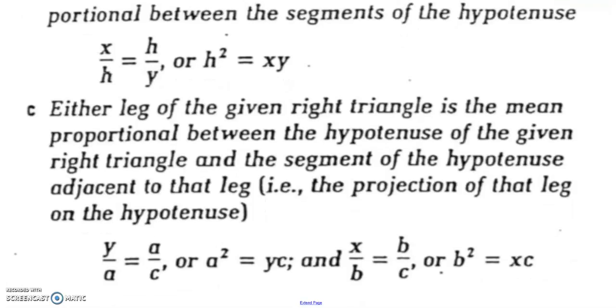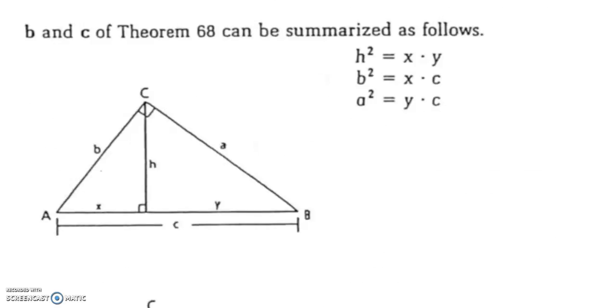And then finally, either leg of the given right triangle is the mean proportional between the hypotenuse of the given right triangle and the segment of the hypotenuse adjacent to that leg. Okay, so we'll look at these three equations closely here. And they can be summarized this way.